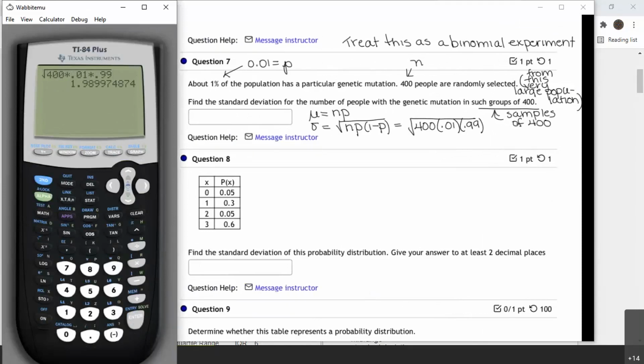So 1.9899. And again, they're not giving me any rounding directions. So usually when they do that, I'll basically just round it to a bunch of decimal places. So how about 1.99? They didn't tell me what to round it to, so I'm rounding it to the nearest hundredth. Everybody okay with number 7?